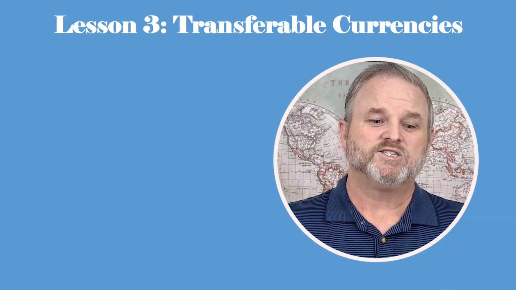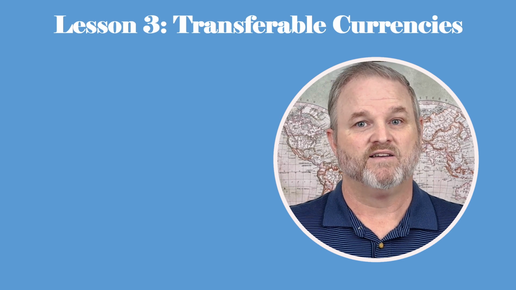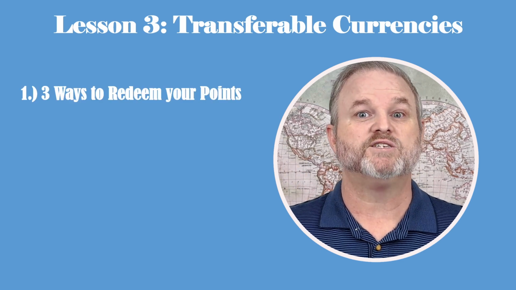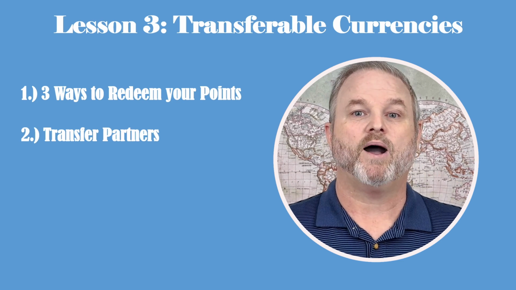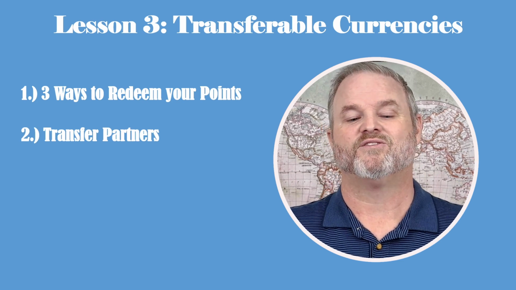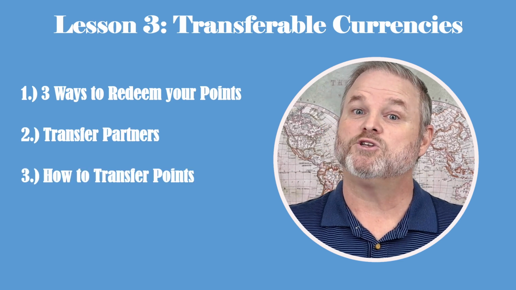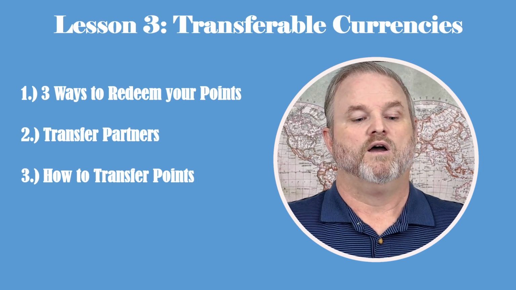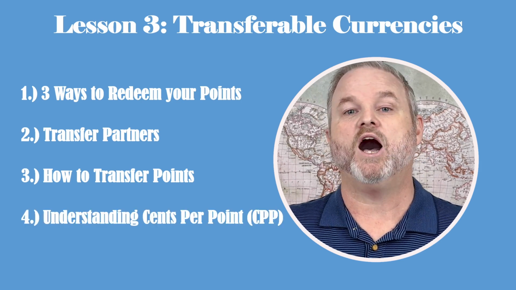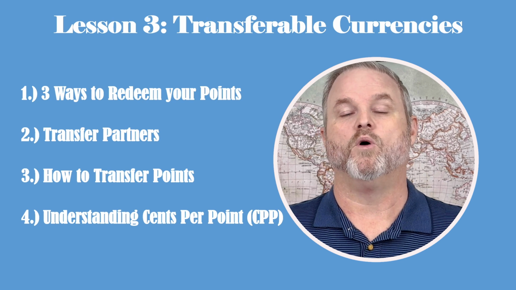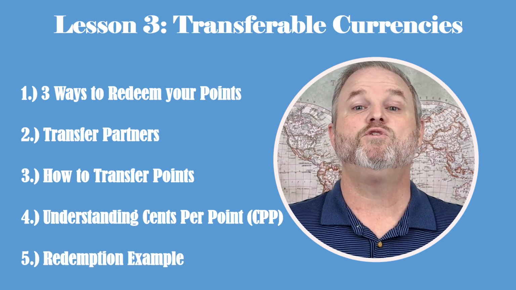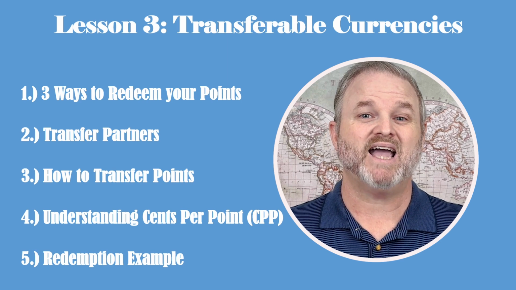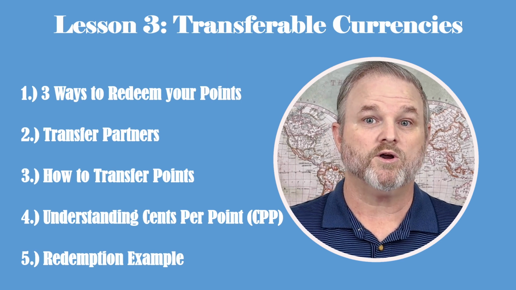So today we're going to talk about 5 different things. First, we're going to talk about 3 different ways to redeem transferable currencies. 2, we're going to talk about transfer partners. 3, we're going to talk about how to transfer points. 4, we're going to talk about understanding cents per point, or CPP. And last, I'm going to give you a redemption example to show you exactly how you can use transferable currency to take a trip. Let's get started.